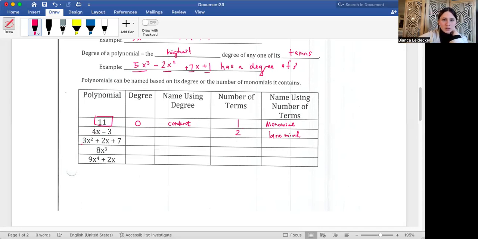Okay, how about the next one? There are 3 terms, right, separated by your addition signs, and that would be a trinomial. Hopefully that's making sense for you guys. Over here, it's just 1 term. There's no addition sign, no subtraction sign. So it's 1 term and it's a monomial. Here I've got 2 terms. It's a binomial.